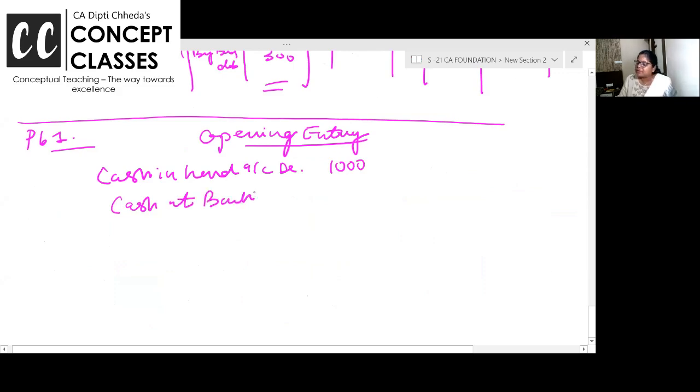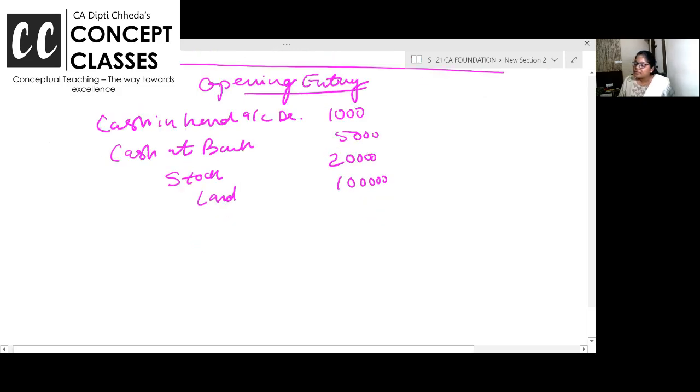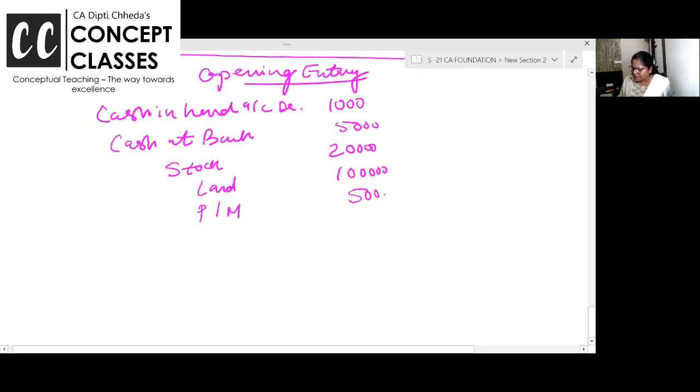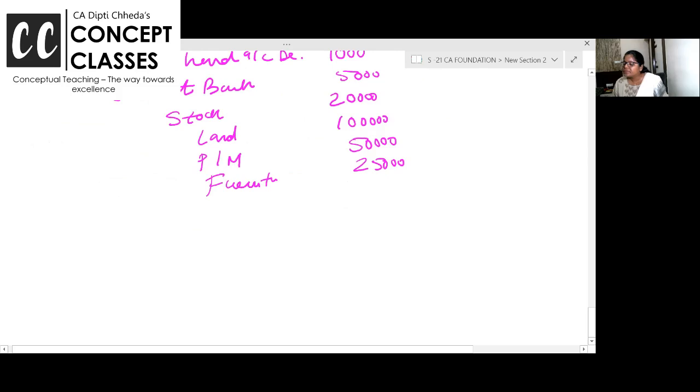Cash at bank debit 5000. Stock is debited 20,000. Land and building is debited 1 lakh. Plant and machinery is debited 50,000. Furniture is debited 25,000. Owings from X Limited. I have to receive from X Limited. They are my debtors, 12,500. All balance sheet asset side items should be debited. Prepaid insurance account debit 500.